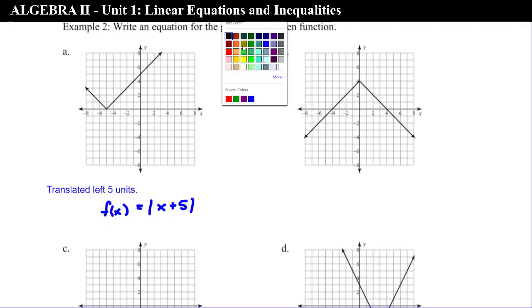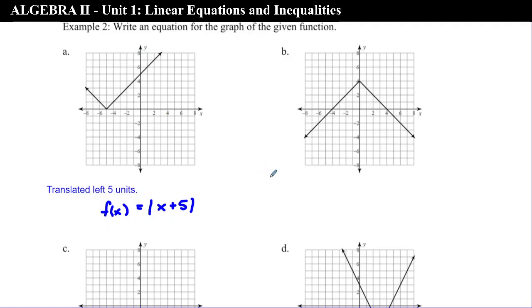All right, let's move on to the next one, and let's talk about the transformations that occur here. For this one, we have a reflection across the x-axis, and we have a translation up 4 units. So it's been reflected, that's why the V is upside down, and it's been moved up 4 units.